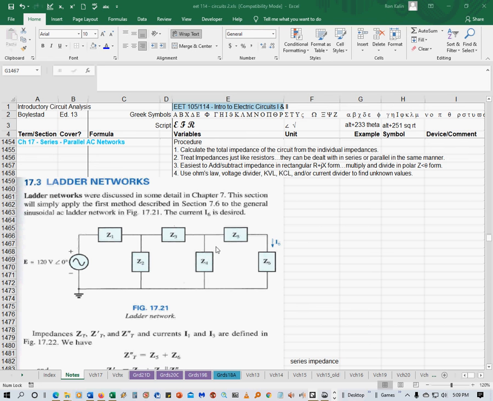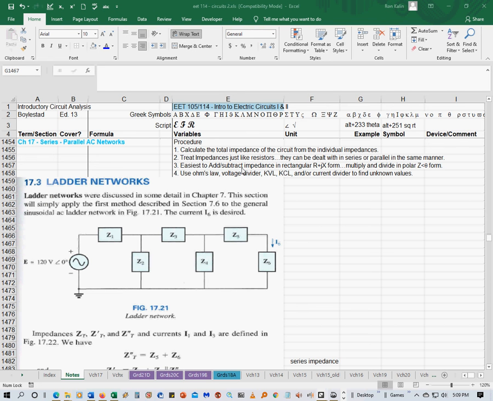In this example, you're looking for I6, which is the current through impedance Z6, which is also the same current that's going through Z5. It's going through this part of the loop. So the first part of the procedure is calculate the total impedance of the circuit from individual impedances. You treat impedances just like resistors. They can be dealt with in series or parallel in the same manner.